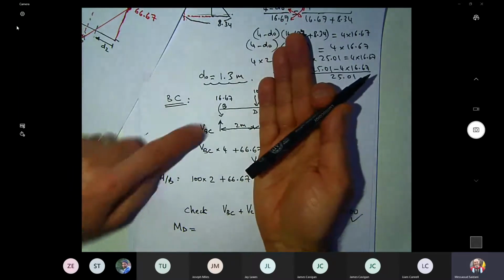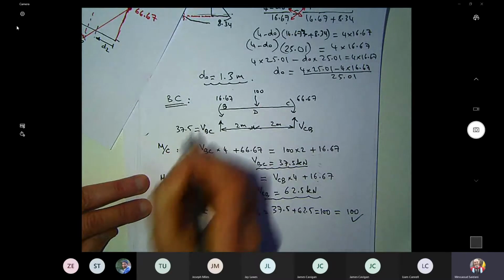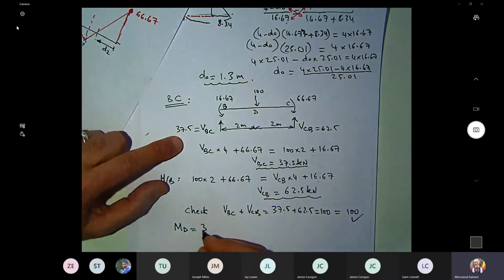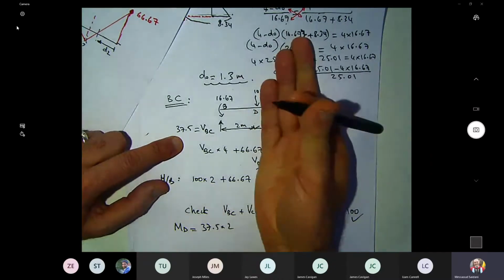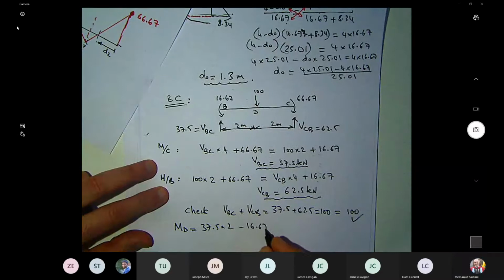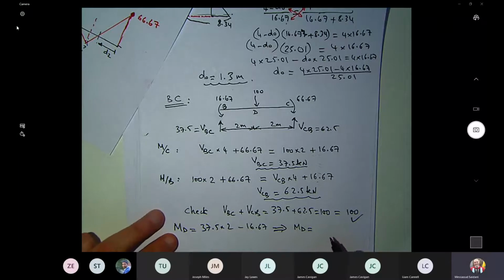Okay, so from the left we have VBC. We know VBC now. VBC is 37.5 and VCB is 62.5. So we have 37.5 times 2 and then minus 1667. I've got 58.3. Can you check it, please? Is that correct? Thank you very much.